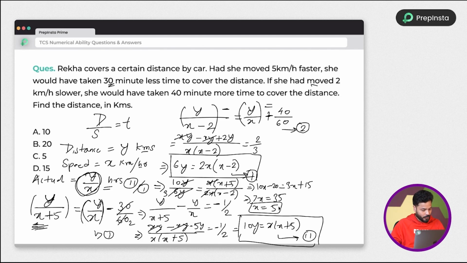What is x, guys? X is the speed. What I'm supposed to find here is the distance. So I have to find y. So that's pretty easy now, right? You can substitute x as 5 in any of the equations and get your answer. Let's do it here, right? X is 5, so 5 plus 5 is 10. 10 into 5 is 50. 50 divided by 10, so y is also 5. So that means the distance is also 5. That is option number C. Right? So I hope you got it.